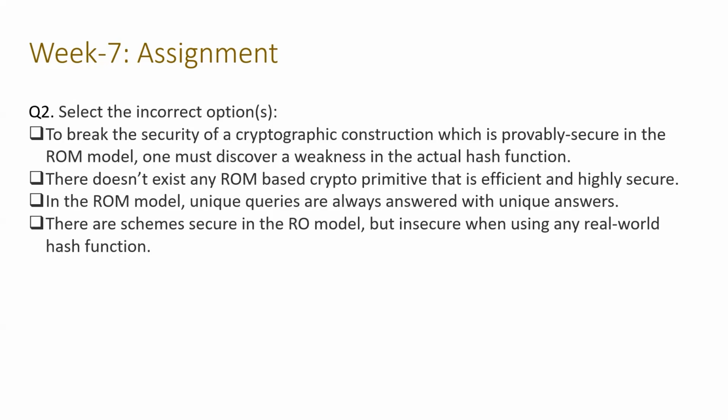Now, to break the security of the cryptographic construction, you have to basically break the security of the underlying hash function. But if you use some secure hash function to instantiate the random oracle, then basically you are done. So this is true: if you have to break a cryptographic construction which is provably secure in the ROM model, then you have to discover a weakness in the actual hash function. You have to attack the hash function, because otherwise the provably secure construction in the ROM model just signifies that apart from the assumption of the random oracle, all the other things in the primitive are secure.